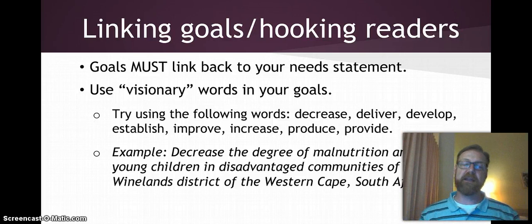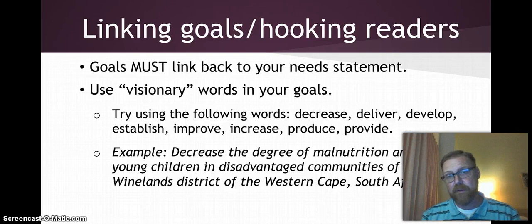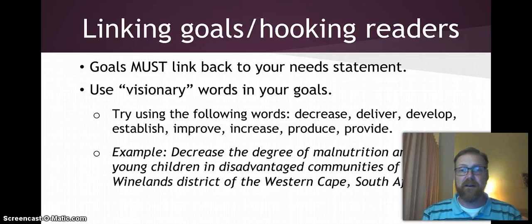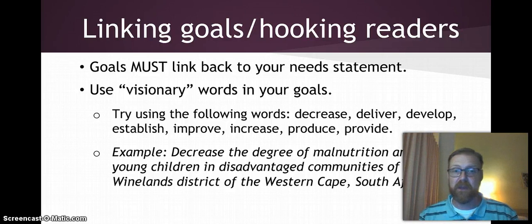Now, a couple things to recognize about this goal statement. One is, it is definitely visionary, right? And I have the word decrease in there. That's the visionary word that I'm using. I know it's kind of hard to think of that as a visionary word, but trust me, it was a vision. But I'm looking at, again, being a little vague, I'm saying decrease the degree of malnutrition. So I haven't specified exactly how much it should decrease. But I am also saying a couple of other things. I'm targeting what the problem is, that's malnutrition, who the target population is, that's young children, where they're located in disadvantaged communities of the Cape Winelands District of the Western Cape in South Africa. That is super specific. I think that you should try to be specific about that as well.